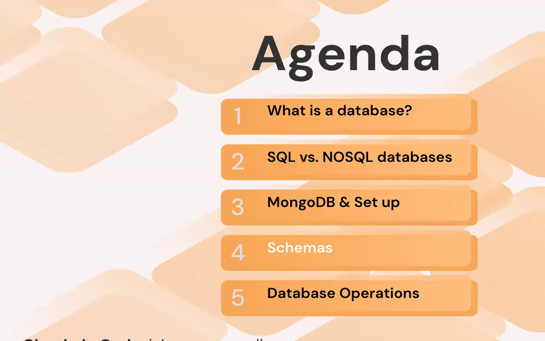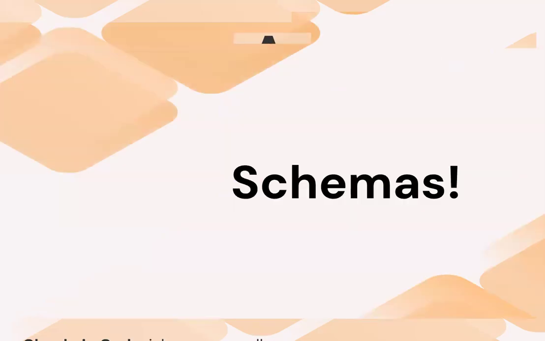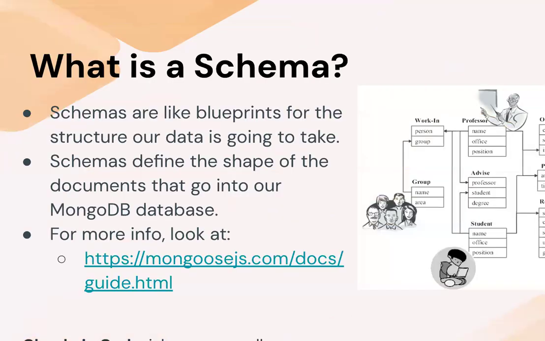Okay, so now we're going into the next part of our workshop where we explain schemas. So what is a schema? Schemas are basically like blueprints for the structure your data is going to take in your database. They're templates that define the structure, type, and rules of the data that you're going to be using in your database, which in this instance will be MongoDB. Schemas define the shape of the documents that go into this MongoDB database.